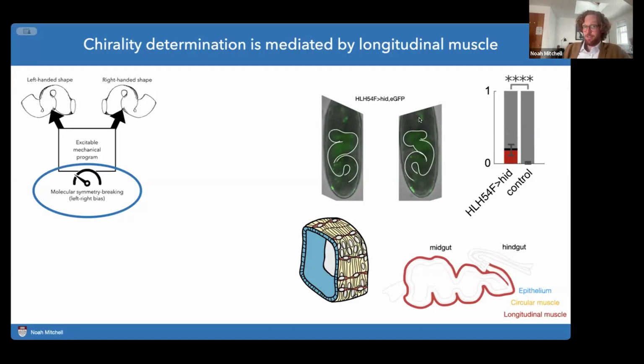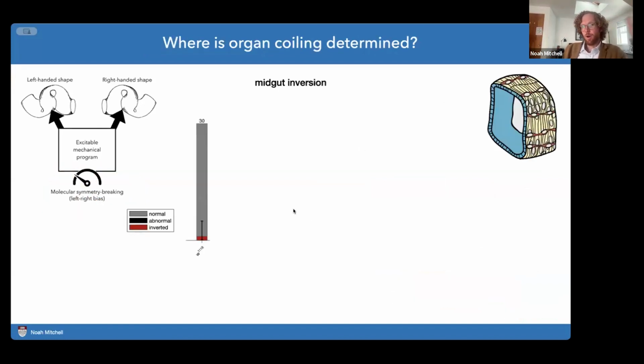We also wanted to check for sufficiency, whether myosin 1C activity in those cells determines the chirality. And that was actually where the subtlety comes about. Normally these midguts are always the same chirality, and we'll discuss that with some morphometry in just a moment.